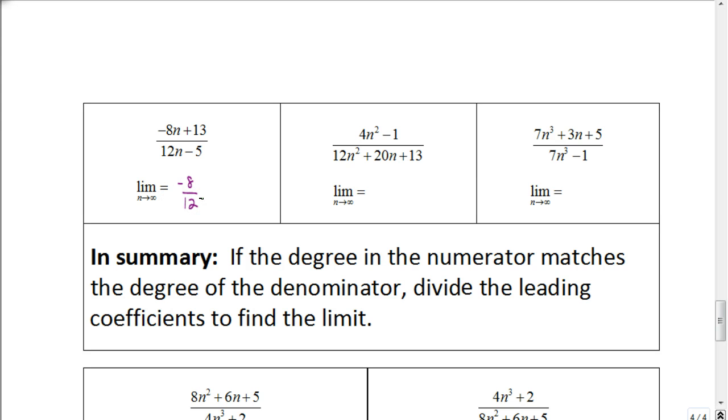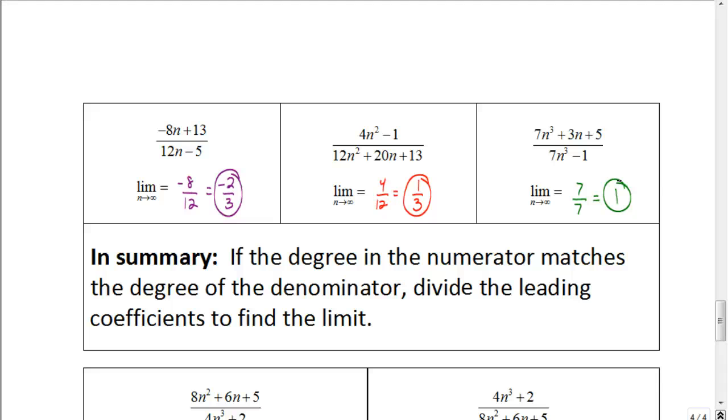would be negative 8/12, which reduces to negative 2/3 to be your limit. The second one would be 4/12, which reduces to 1/3 to be your limit. And the last one here would be 7/7, which reduces to just 1 to be your limit. Now notice a pattern here. Notice where I'm getting these numbers from.